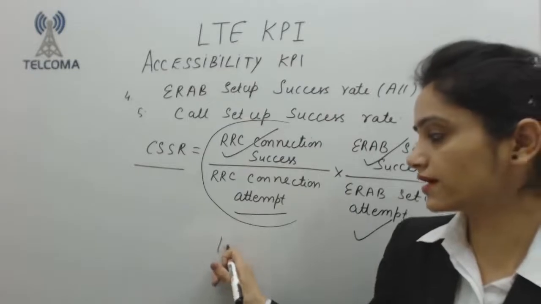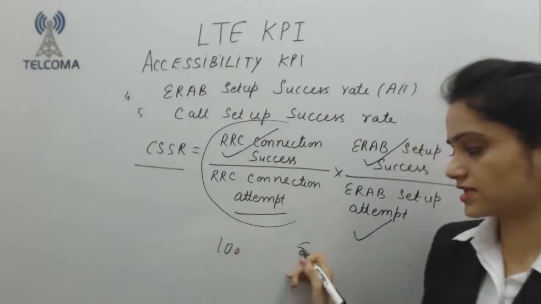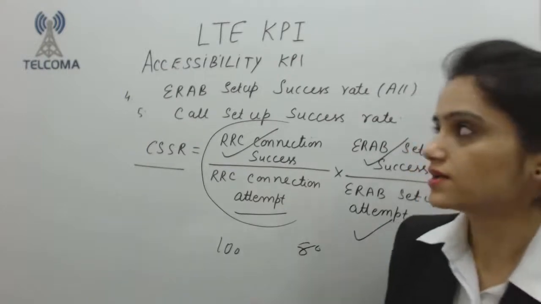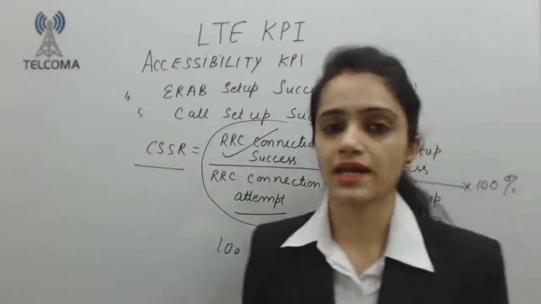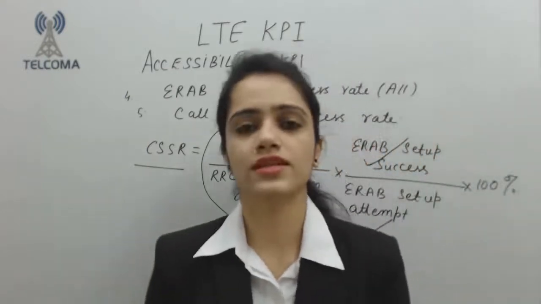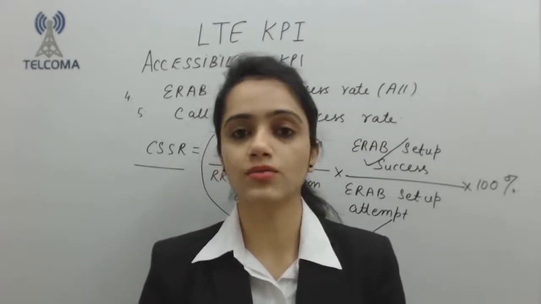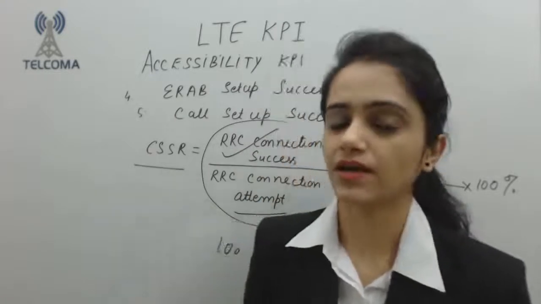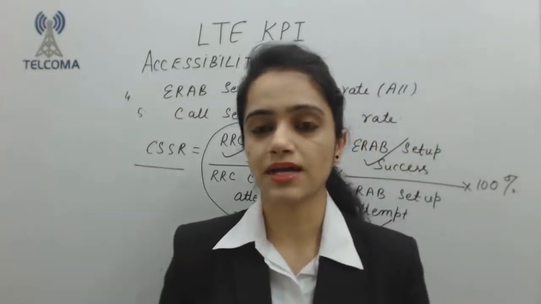That means out of 100, if you are having 80, that is very bad, as 20 calls are not connected properly. So this is the accessibility KPI that we have discussed. In this class on LTE KPIs, we have discussed the total number of KPIs and then focused on accessibility KPIs. We will continue with the next KPI in our next class.